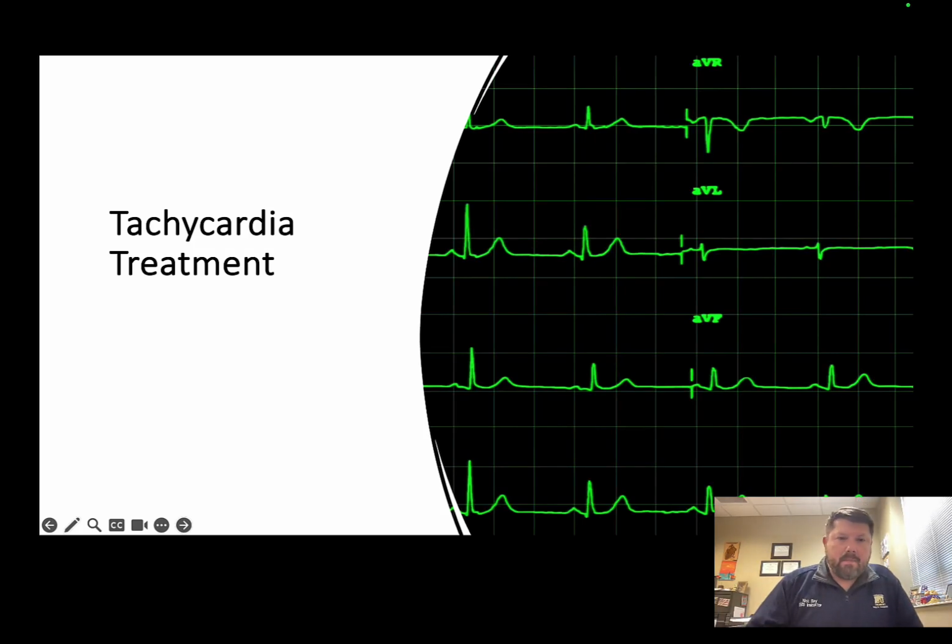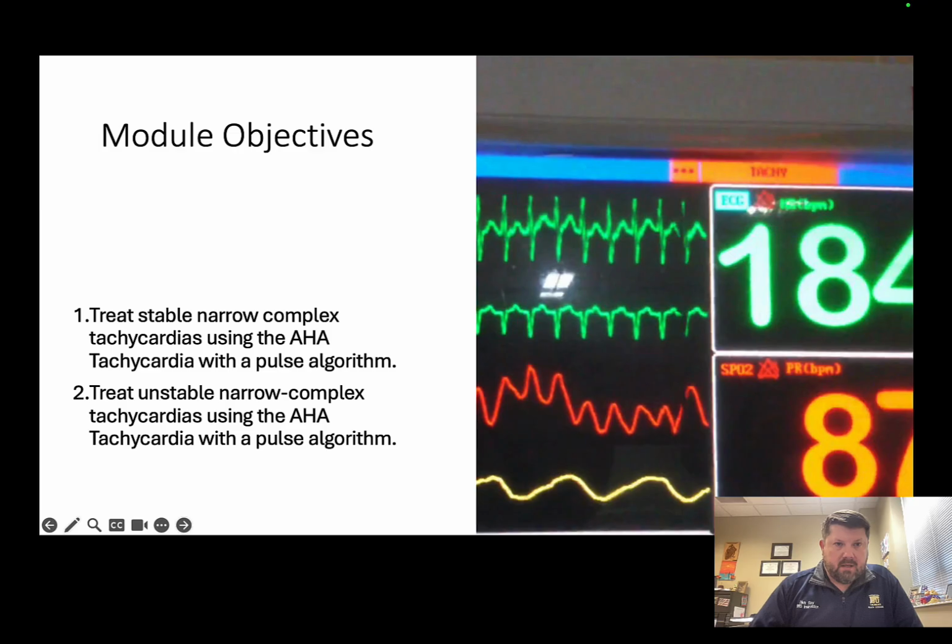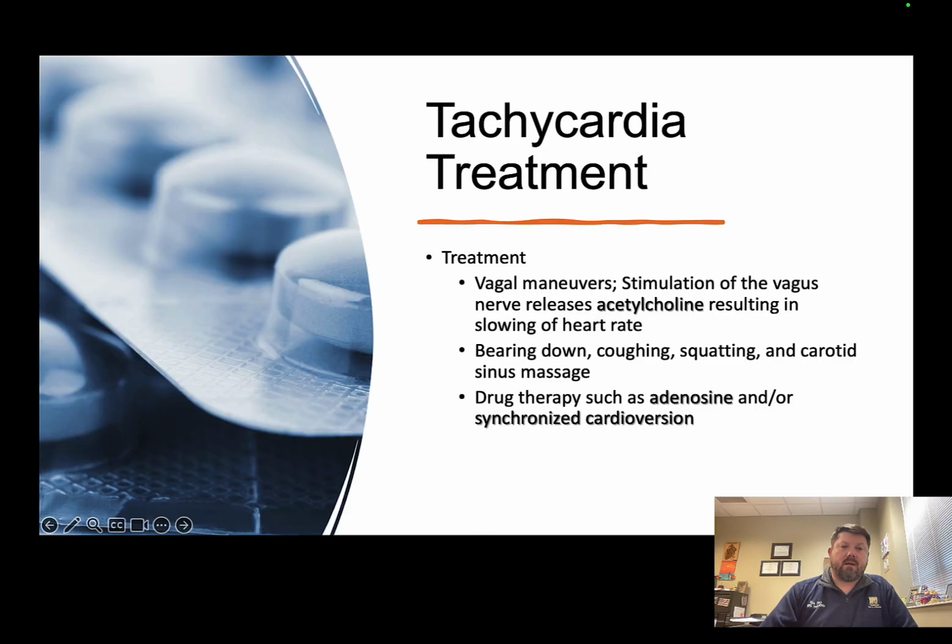Tachycardia treatment. We're mainly going to focus on the narrow complex tachycardia treatment in this lecture. We're going to treat stable narrow complex tachycardias using the AHA tachycardia with a pulse algorithm and treat unstable narrow complex tachycardias using the AHA tachycardia with a pulse algorithm. So our treatment can vary based on the hemodynamic stability of the body.